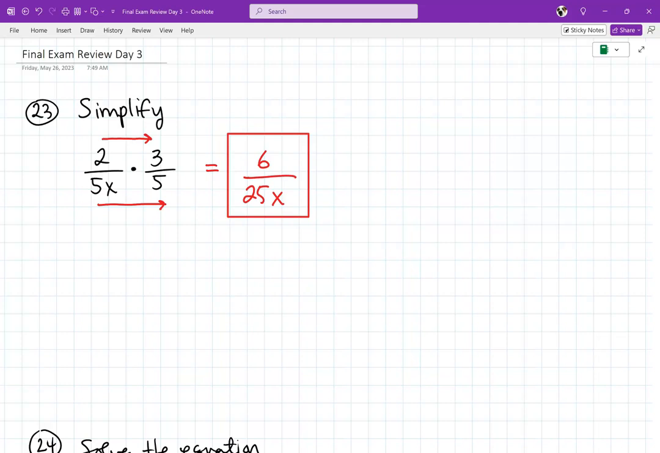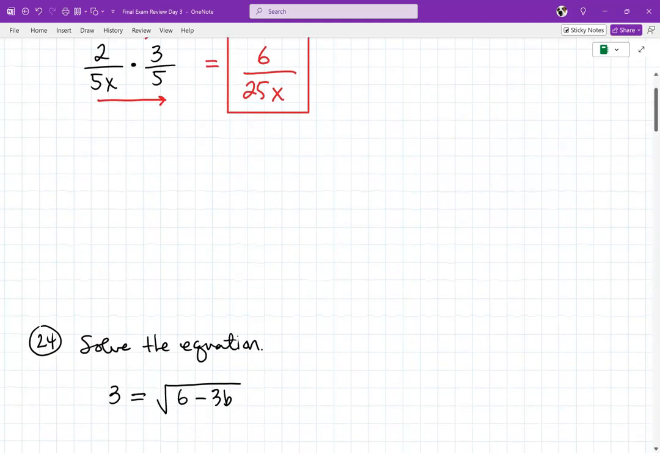Okay. And if you're not sure if you can reduce, you can always just take this answer that I got, 6 over 25, put it on a calculator, and it's going to still give you 6 over 25. So that's how you know it can't be reduced. If it was something that you could reduce, it'll reduce it on your calculator. So just type it in and check.